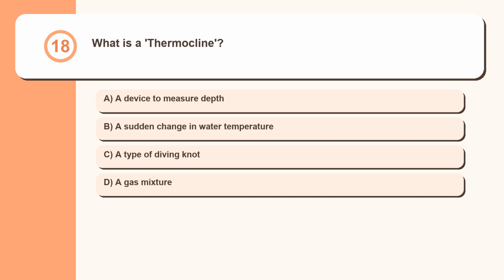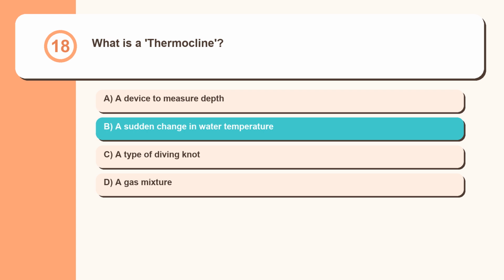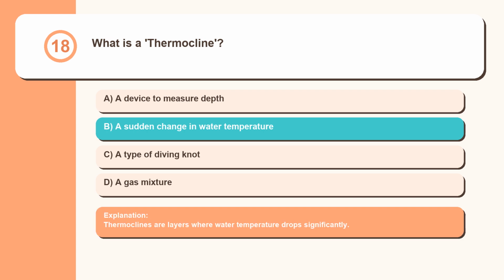Question 18. What is a thermocline? A device to measure depth. A sudden change in water temperature. A type of diving knot. A gas mixture. Thermoclines are layers where water temperature drops significantly.